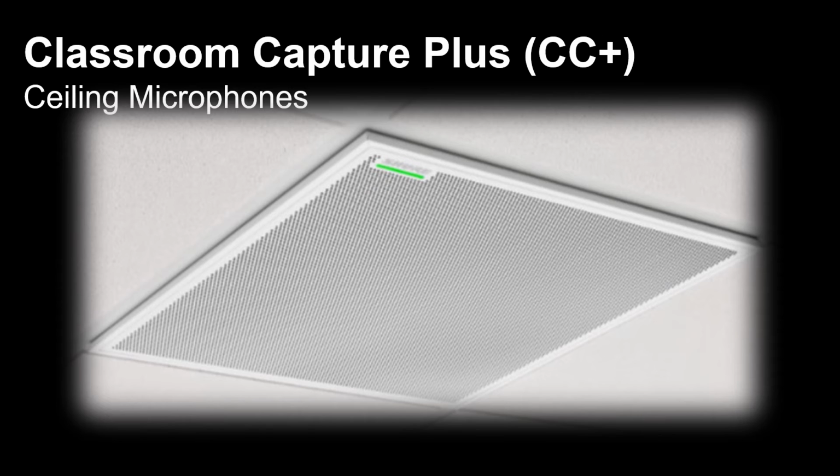These spaces are equipped with two ceiling microphones, one that is designated to capture audience comments or questions, and another that is designated to capture anyone speaking at the front of the room. By default, the audience microphone is muted at the start of a classroom capture recording and will need to be unmuted if you intend to use it.